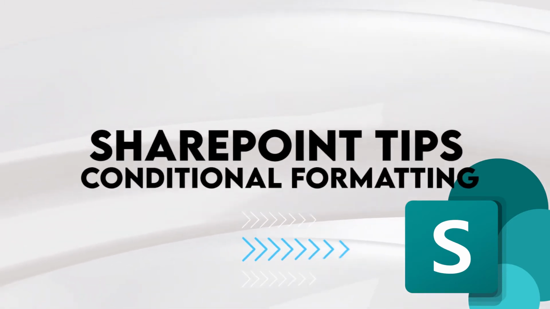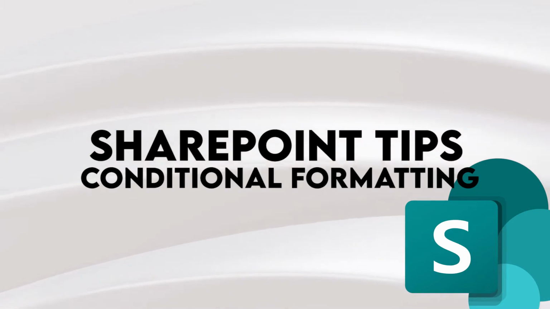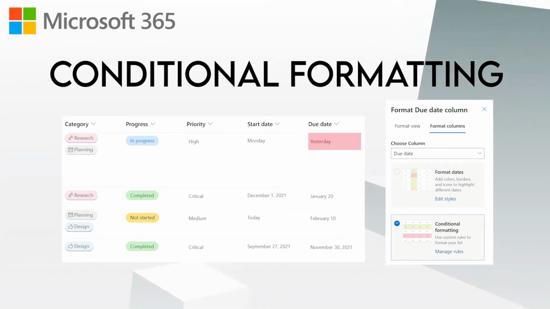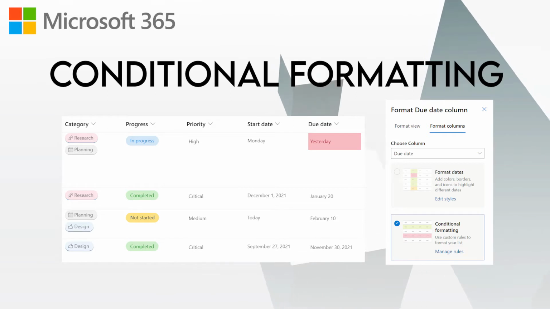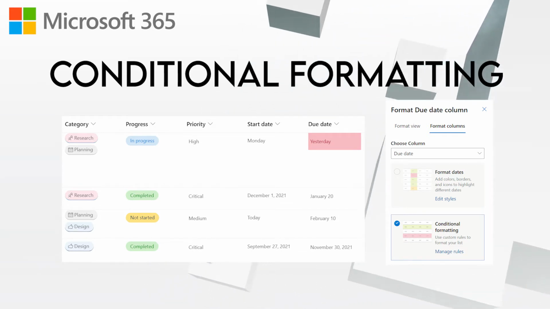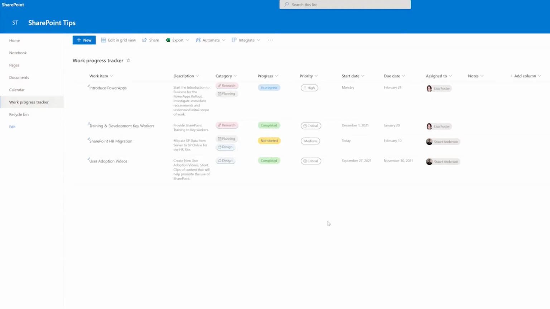Today's SharePoint tip video, we're going to take a look at conditional formatting in SharePoint. Conditional formatting is a feature that's been around for quite some time in SharePoint, and it's made its way onto SharePoint Modern within Microsoft 365. This now brings to us a new front end that enables us to apply conditional formatting very simply and very easily. Here's an example of a Microsoft list.